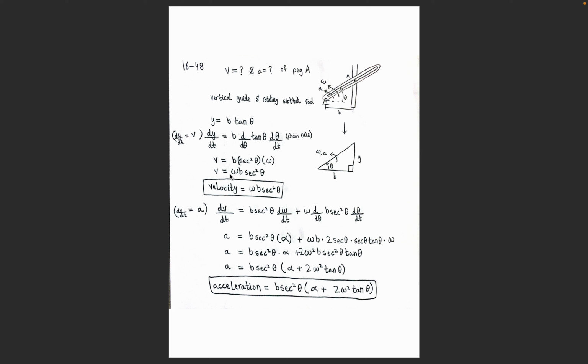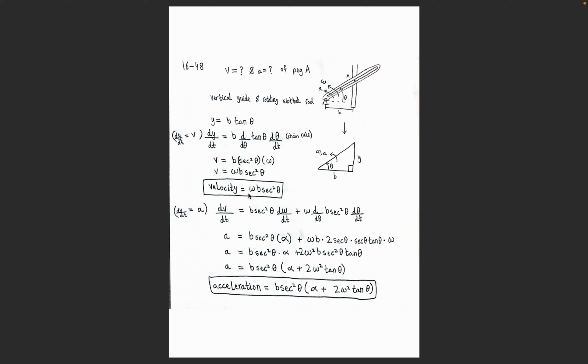So velocity becomes omega b secant squared theta, where omega is the angular velocity, b is the horizontal distance of O to the vertical guide, and theta is the angle of the rod with the horizontal base, and it varies. So this is the velocity. Now we have to find the acceleration. Acceleration is differentiating velocity with respect to t, so we take the previous equation we found for velocity and differentiate it.